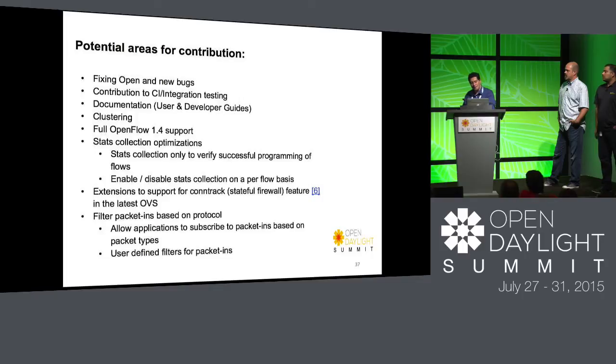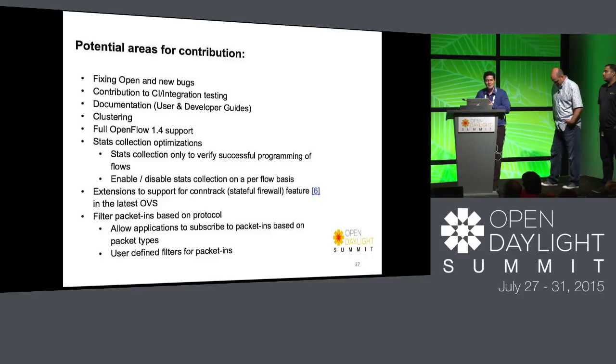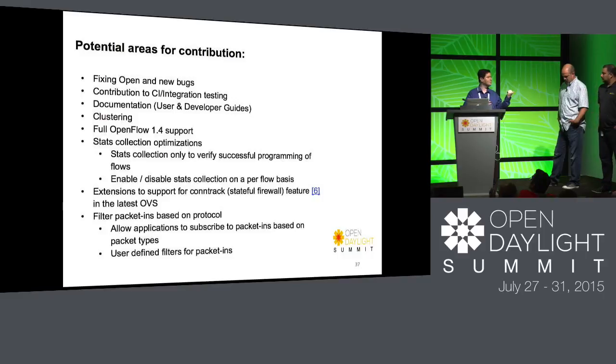The other thing we would like to have is stats collection optimizations. You don't necessarily use stats collection for all of the flows, but do it on a per flow basis, where you just do the stats collection to verify successful programming of flows, to check the operational data store, as Anil had mentioned, to verify that the flow has been programmed. So this is an idea. It's something that needs to be investigated more.